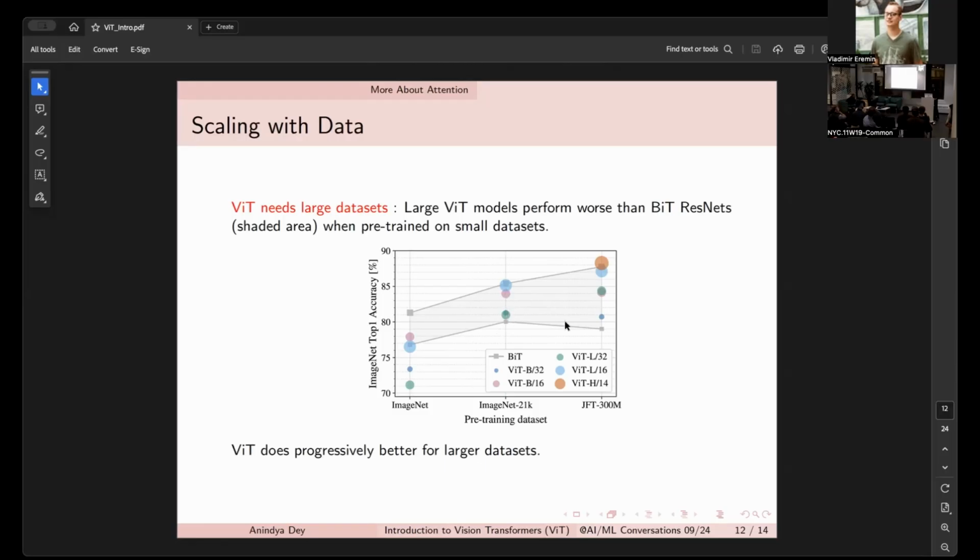And then, if you go to an even bigger data set, the JFT, you see that some of the ViTs are actually better than the ResNets. But what is also interesting is that the larger ViTs start doing better. The ones with bigger depth, bigger width, and a larger number of parameters are doing much better. So this is behind the folklore that ViTs need large data sets. This is what it means.